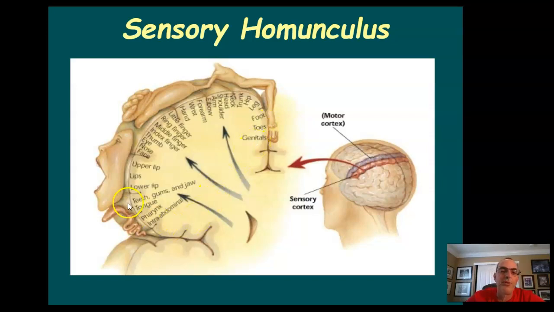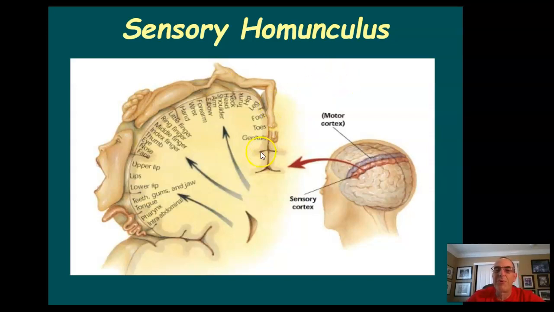But what you'll notice is that there's a very large area devoted for the face and for the hands, and that's because we have a lot of sensory receptors located in those parts of the brain. And a good way to explain this is that your sensation of touch is much more receptive or much better at those areas of the brain than other parts.